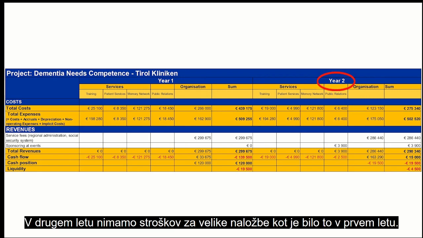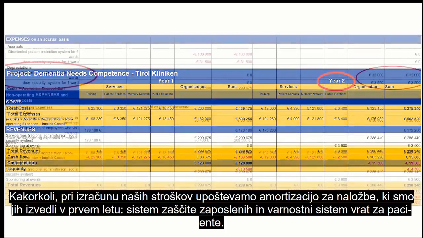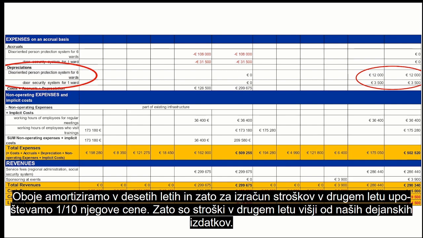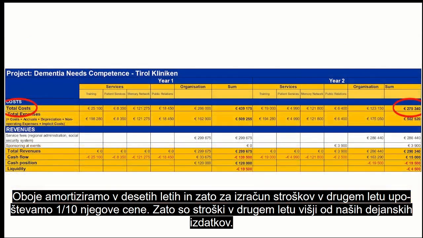However, for our cost calculation, we take into account the depreciation for the investments we made in year one, our protection and door security system for patients. We depreciate both over 10 years and therefore consider 10% of its costs for the cost calculation in year two. That is why the costs in year two are higher than our expenses.